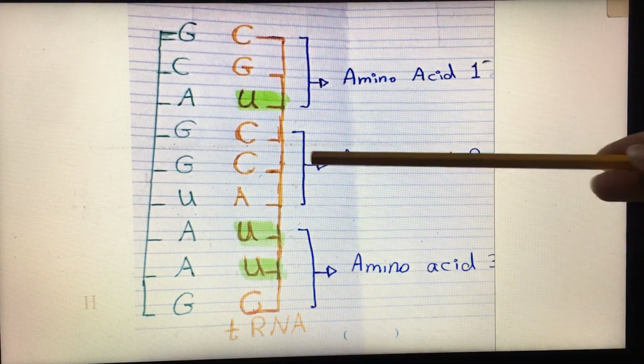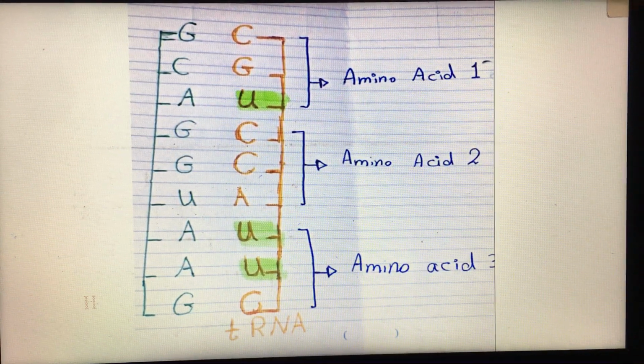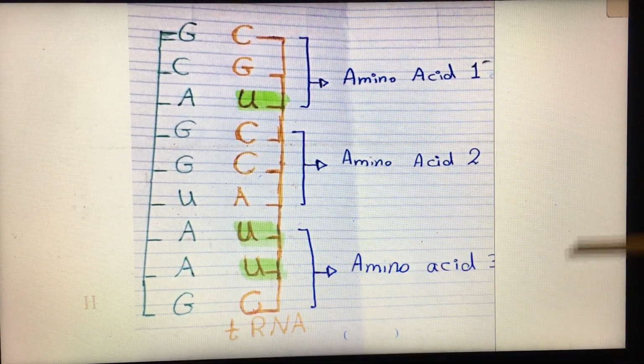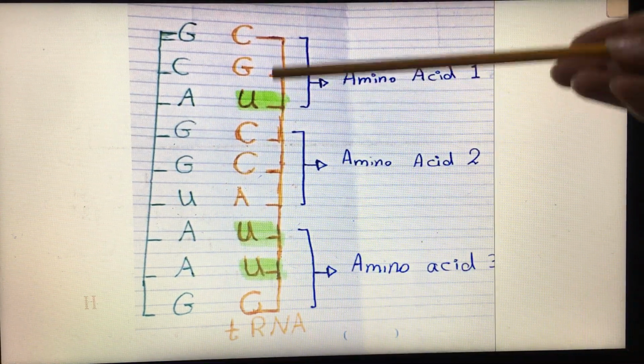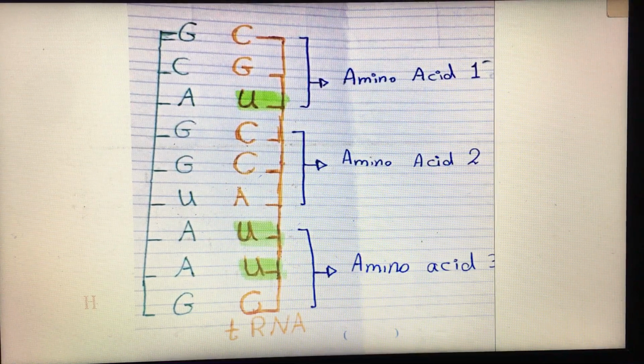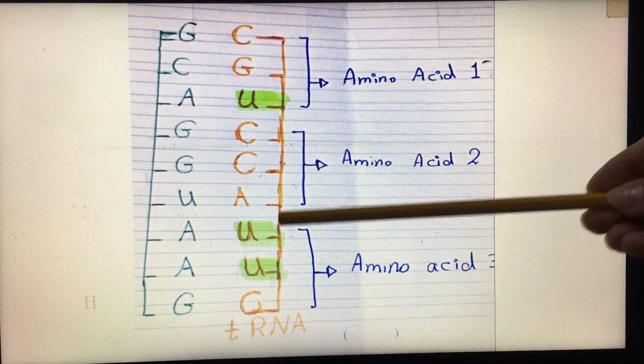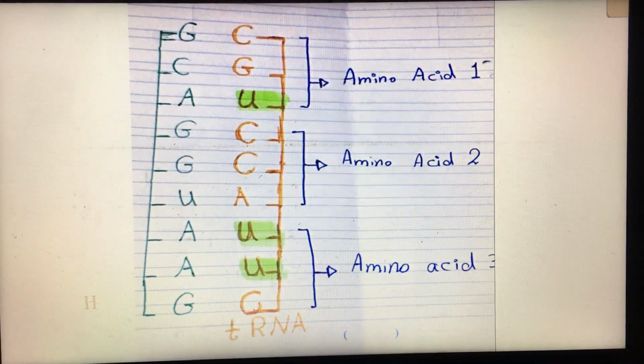C and A will produce the second amino acid. U and C, the third amino acid. So this would code for a particular amino acid, this one a particular amino acid, and this code for another particular amino acid, and the third code for another particular amino acid. So here we mentioned many concepts like transcription and translation.